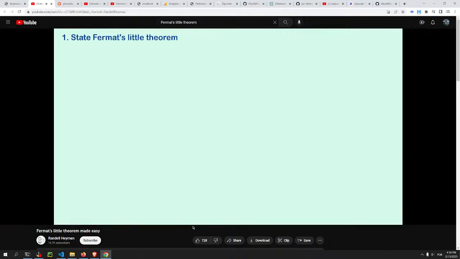So the other reason I wanted to put this type of question up is that there are actually more than one ways of expressing Fermat's little theorem. So here's one that you'd see if you look on Wikipedia.